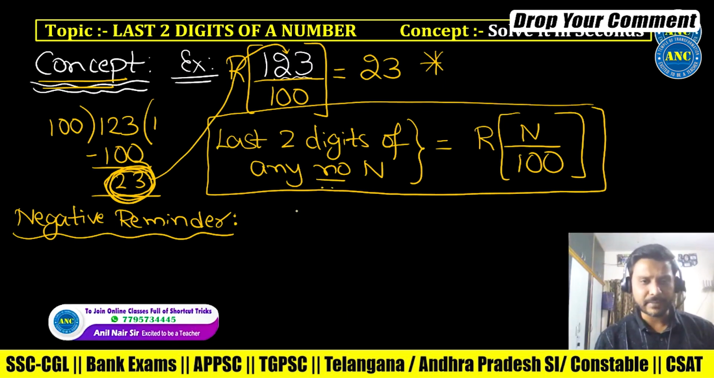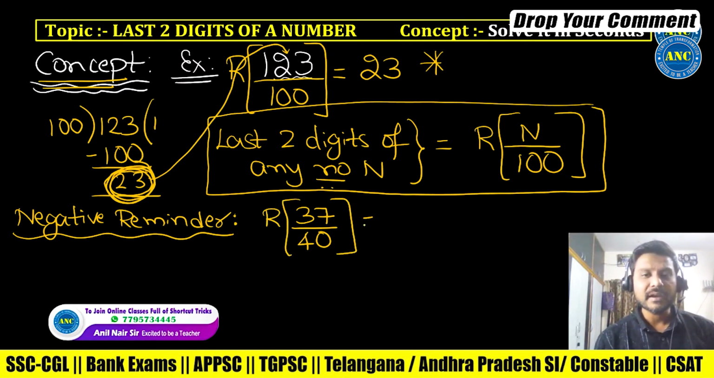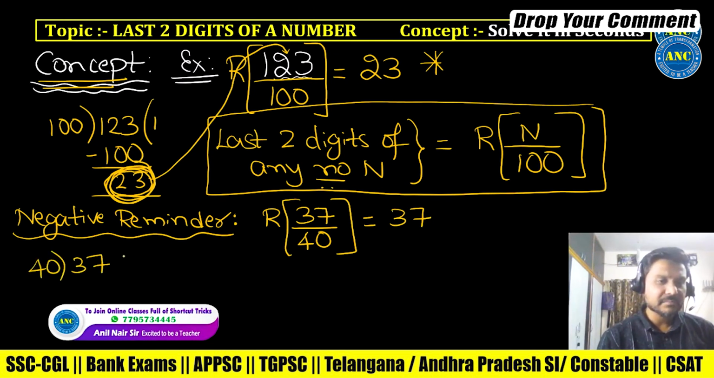Now, for example, suppose I say, what is the remainder when 37 is divided by 40? 37 is divided by 40. Remainder is 37. How is it, sir? Let us take an example. 37 when I divide by 40, 40 into 1 becomes 40. Correct, right? So what I will do is 40 into 0 I will take. 40 into 0 is 0. So what is the remainder? Remainder is 37. That is what I wrote.